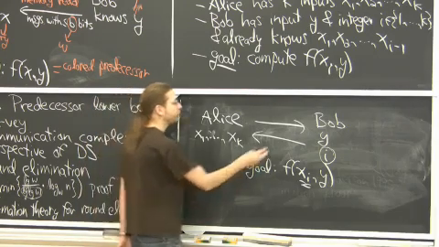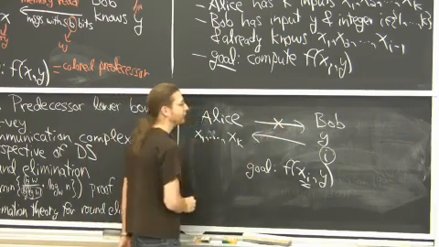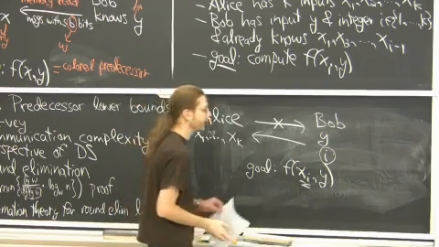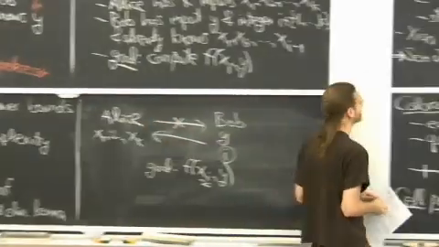But what does it mean to eliminate this first message? Let me formalize the round elimination lemma a little bit.